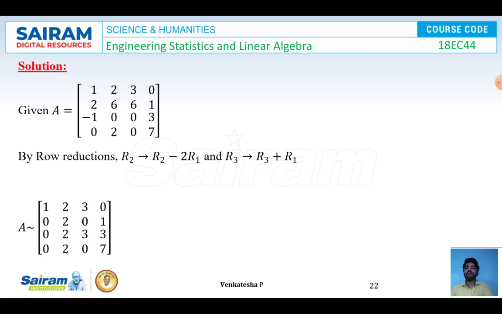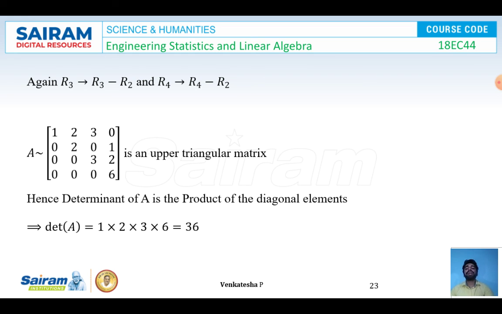So now after this operation, I got the new matrix A, that is 1 2 3 0, 0 2 0 1, 0 2 3 3, 0 2 0 7. So now I'm going to convert these two entries to 0 to get an upper triangle matrix. The operation I'm going to use is R3 implies R3 minus R2 and R4 implies R4 minus R2. So I got the matrix A equal to 1 2 3 0, 0 2 0 1, 0 0 3 2, 0 0 0 6, which is an upper triangle matrix.